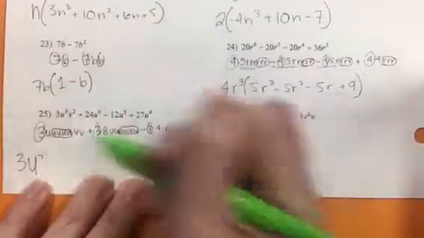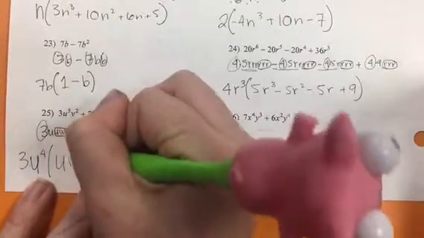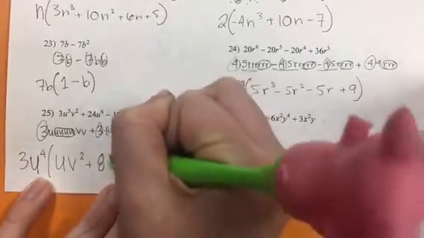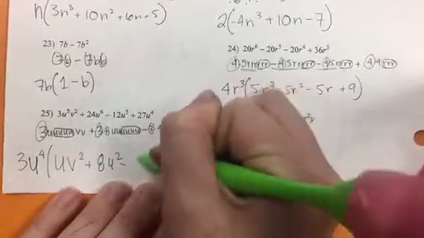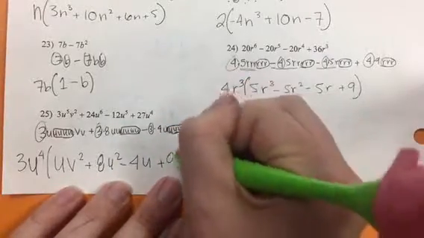So I took out 4 u's, which means that I have u v squared plus 8 u squared minus 4 u plus 9.